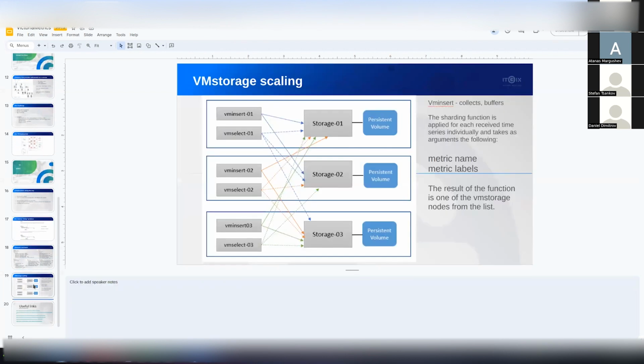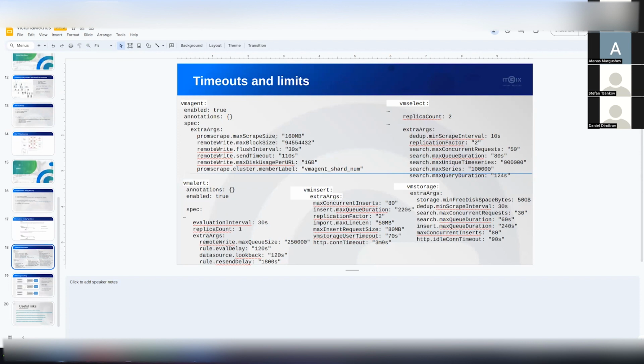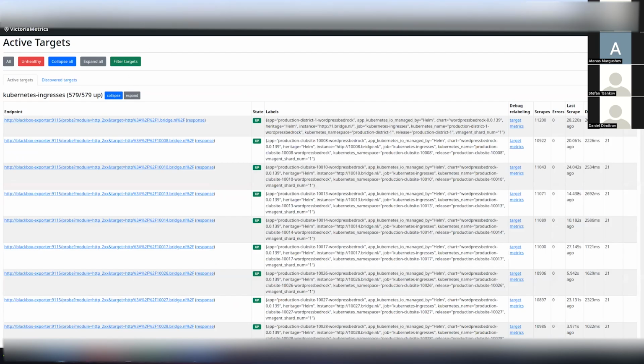Like for example, the VMAgent. In the VMAgent, we have the capability to shard the collection of metrics. So instead of one agent going through all the targets, all the exporters and collecting everything, we can have a multitude of agents, and I think I can show it here, that each would get a certain set of targets to parse and then record to the system. You can see it here.